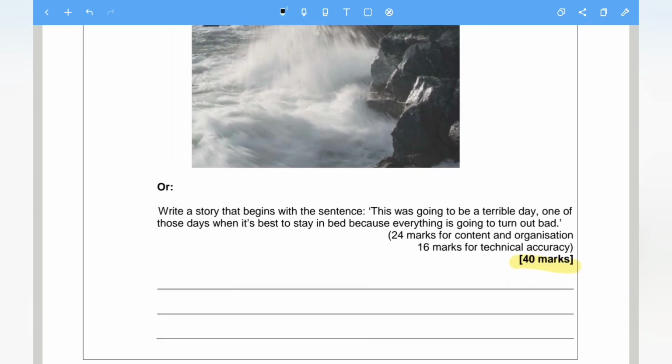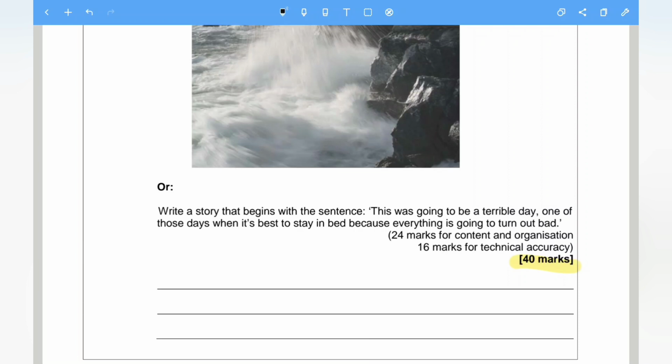The second option is to write a story that begins with the sentence, "This was going to be a terrible day, one of those days when it's best to stay in bed because everything is going to turn out bad." Now, this is a narrative, so you'll have one or two events, and you may have some dialogue and perhaps 2 to 3 characters. As it's only 45 minutes, you don't have time to write an entire story, so you are not expected to finish it from beginning all the way to the end. If you practice, you eventually will make progress, and you will surprise yourself with how well you've done for this question.